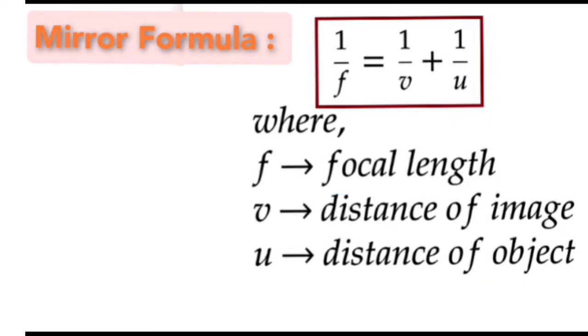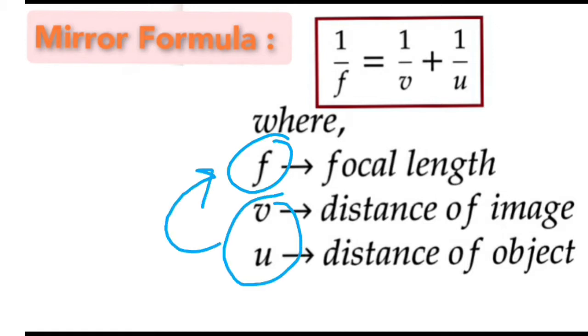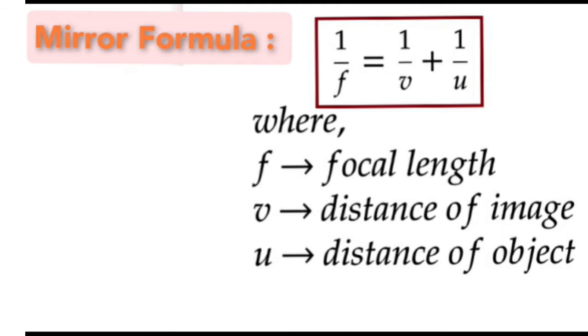By knowing any two quantities, suppose we have to calculate the focal length, then by using the image distance and object distance, we can calculate the third quantity. So by knowing any two quantities from this formula, we can calculate the third quantity.